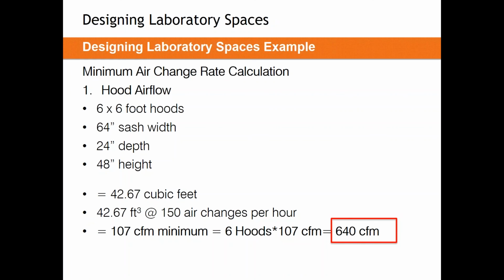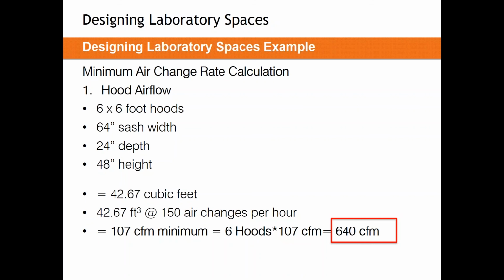So let's start to put some numbers to this. Number one, how do we deal with that equipment? We have 6-foot wide hoods. The actual width on a 72-inch hood is 64 inches wide inside to inside. They have a depth of 24 inches, and the internal height is 4 feet. When you calculate that out, you get an internal volume of 42.67 cubic feet.